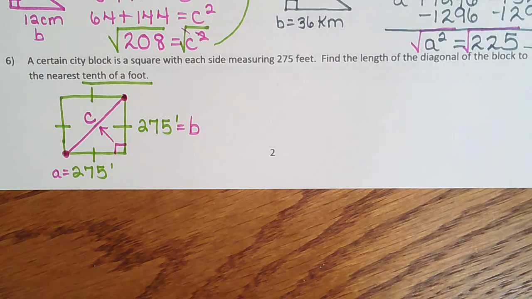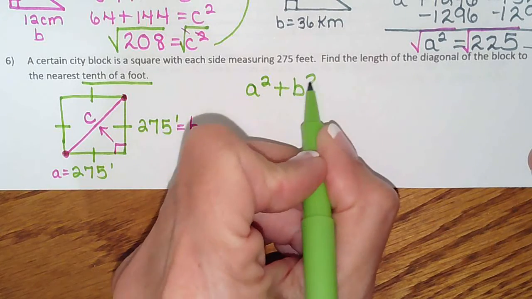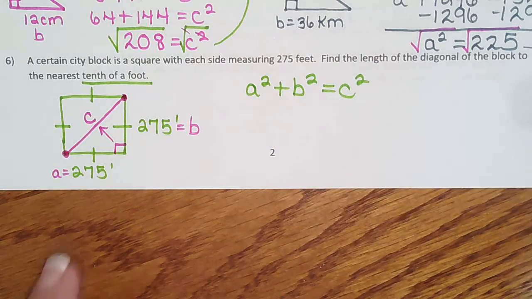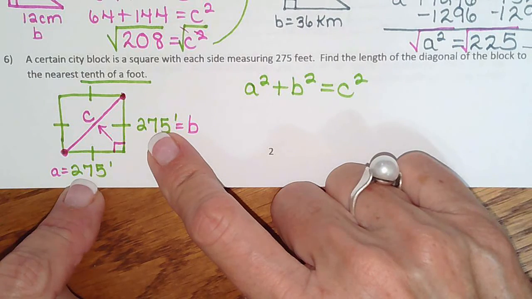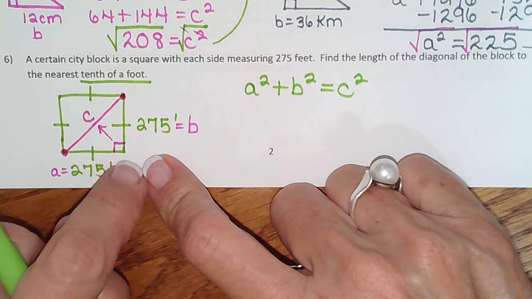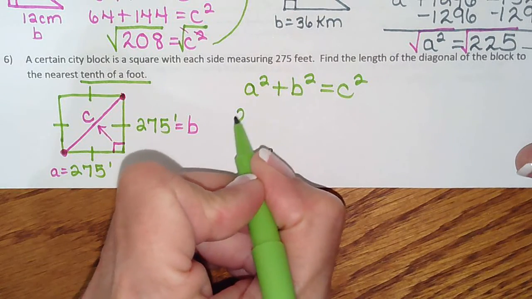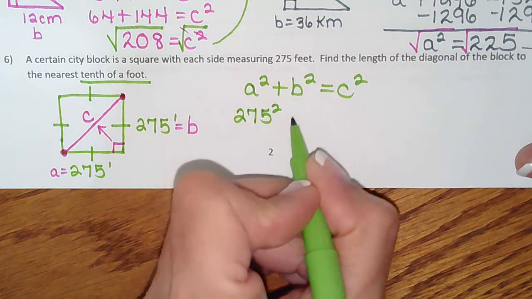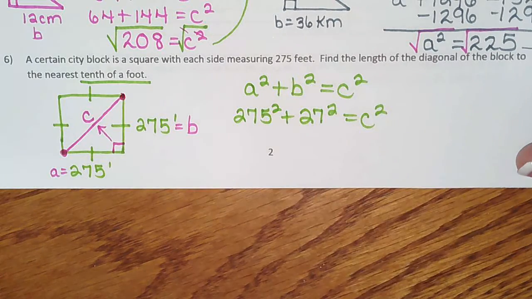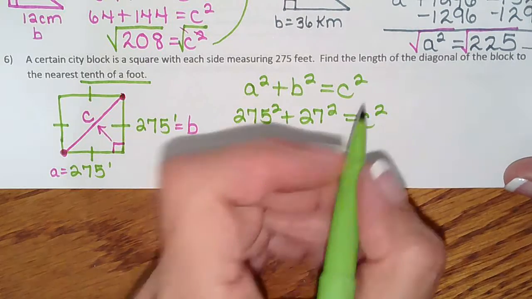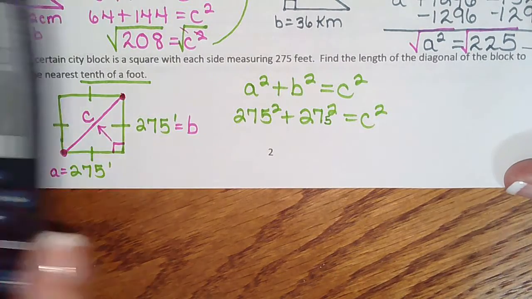So now we're ready for the Pythagorean Theorem. A squared plus B squared equals C squared. And it's so important that you identify C, because if you had called one of these C, it wouldn't have worked out. So C always has to be opposite the right angle. And then A and B you can pick. So A is 275 squared plus B is 275 squared equals C squared. Whoa, forgot my 5. Got a little too excited to be done.